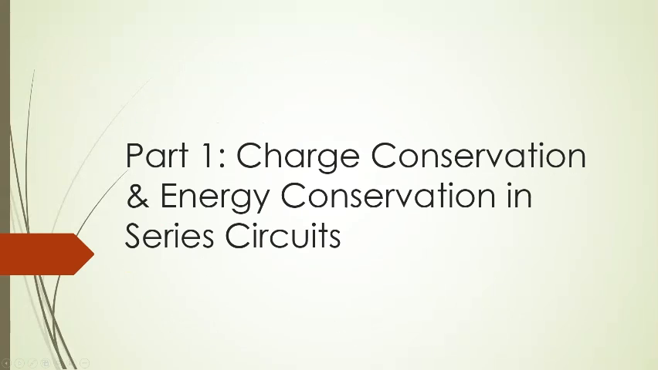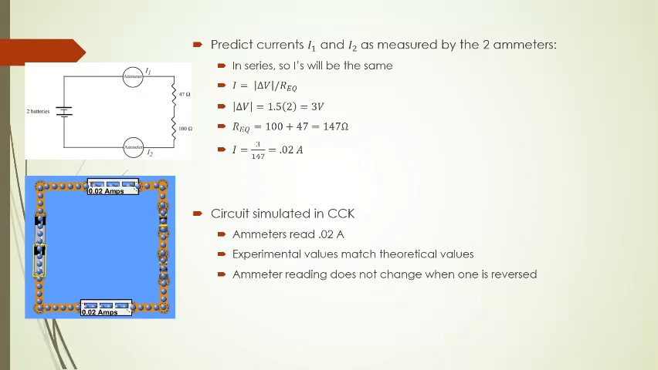Part 1, charge conservation and energy conservation in series circuits. The first step was to predict the currents I1 and I2 as measured by the two ammeters. Since these are in series, the current will be the same. So I is equal to delta V over R total, and after some manipulation, you get that the current is equal to 0.02 amps. Once we simulated this in CCK, we see that the ammeters do in fact read 0.02 amps, and therefore our experimental value matched the theoretical value.